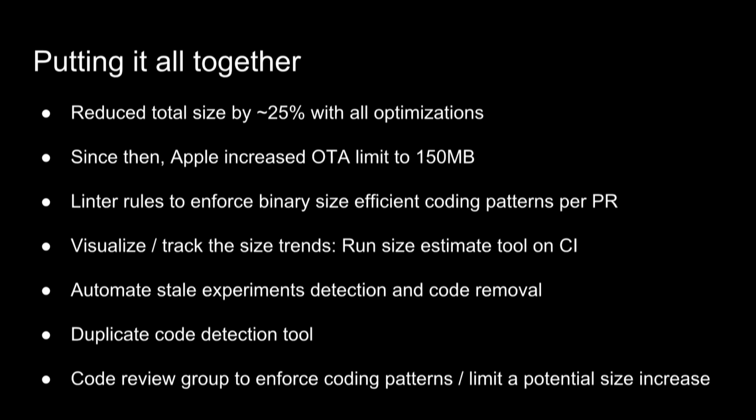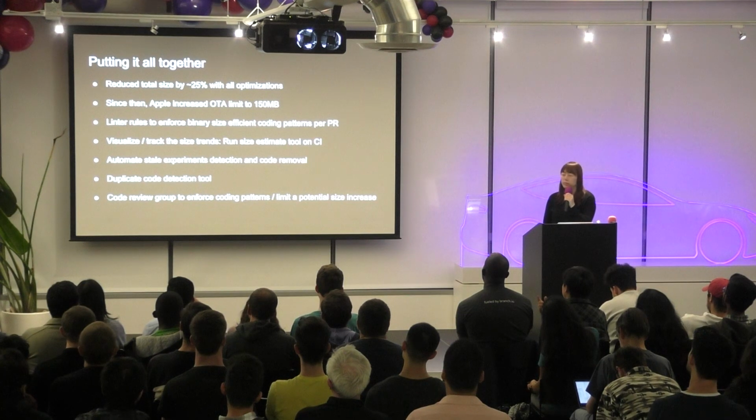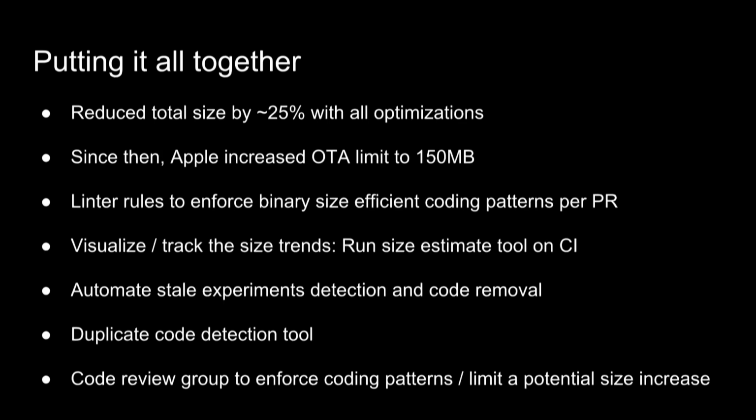So putting it all together, we reduced the total size by about 25%. Since then, Apple increased the OTL limit to 150 megabytes, which was good news for us. We added enforcement such as linter rules to follow binary size efficient coding patterns. We started running the size estimate tool on CI to keep track of the size. And we used the visualization tool to track the size trends. We also wrote automation to detect stale experiments and remove unused code paths. And we also wrote a tool to detect duplicate code. And we also have a specific code review group to enforce better coding patterns and limit a potential size increase.